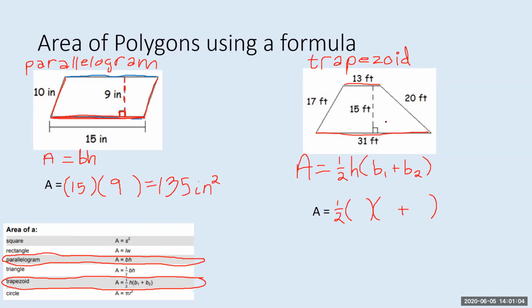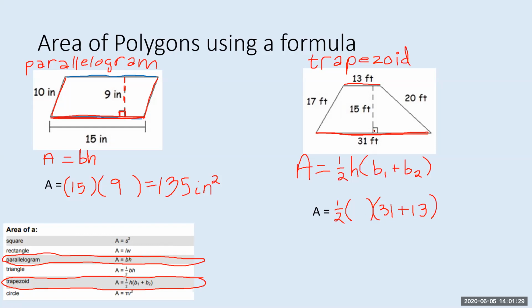Now on a trapezoid, oftentimes the two bases are going to be the top and the bottom, but it's whatever sides are parallel to each other. Those are the two bases. So for this trapezoid, we've got these two parallel sides. One of them is 31 feet. And then the other one is 13 feet. So I'm going to put those down for my two bases.